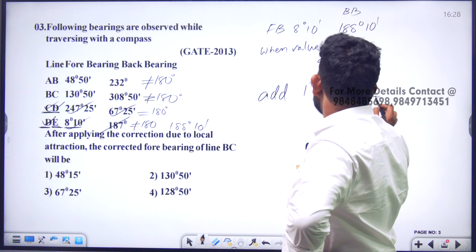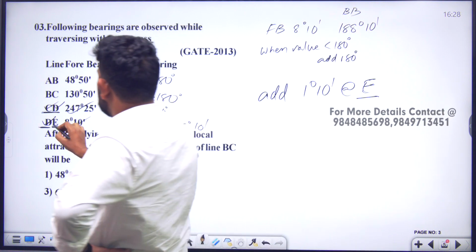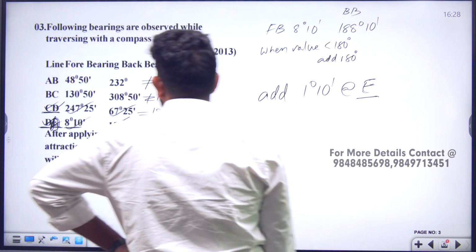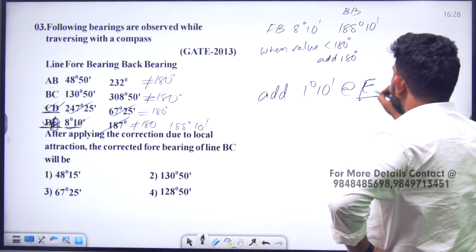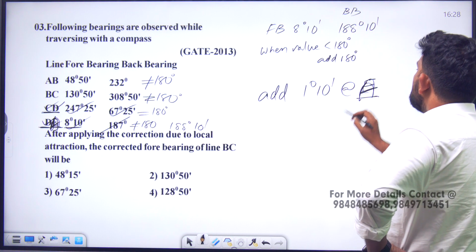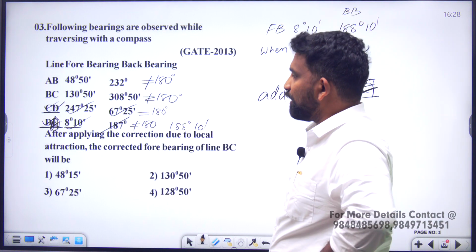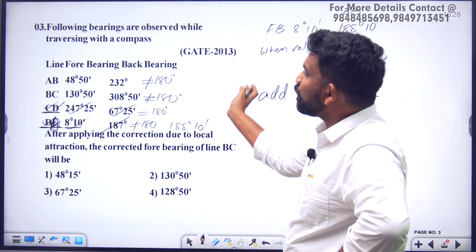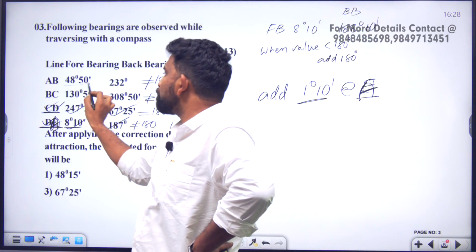Okay. So at E, now this E can also be A, right? This is A. The traverse has to be closed. Okay, we need to check the question once. So this is your question, A, that is the station A. So at A, we are going to add 1 degree 10 minutes. So this 1 degree 10 minutes will be added at this A also.